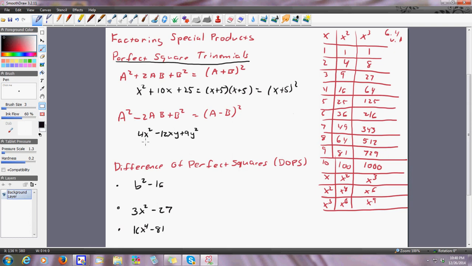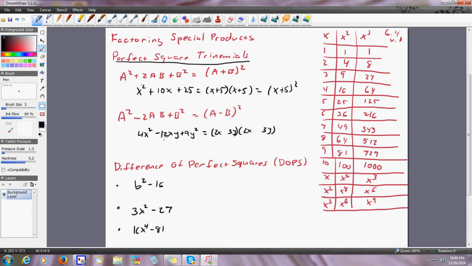Here, I got 4x squared minus 12xy plus 9y squared. And I guess really the big thing is you should know your perfect squares. And I made a little chart, and you should also know your cubes. And I made a chart, and here's what my chart looks like. So I'm going to recognize that I'm going to probably end up having a 2x and a 3y.